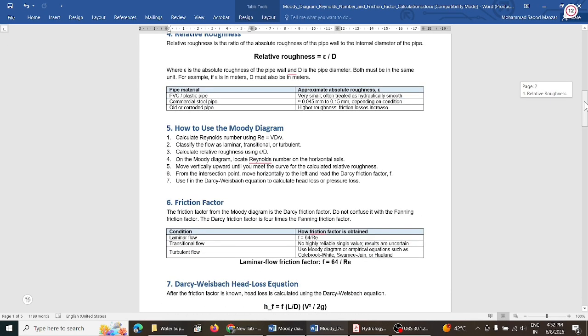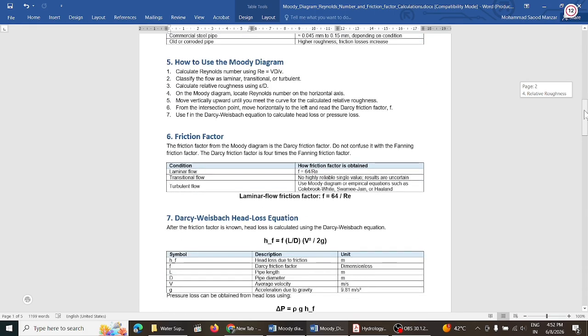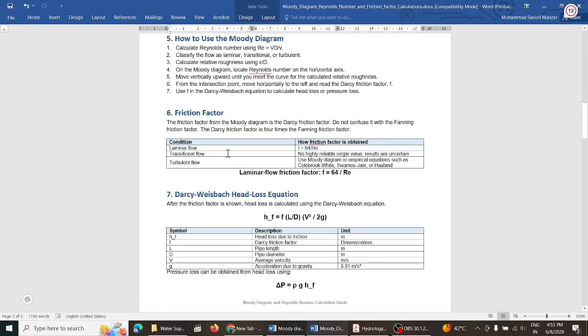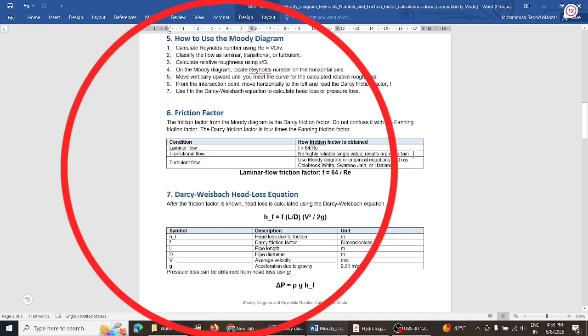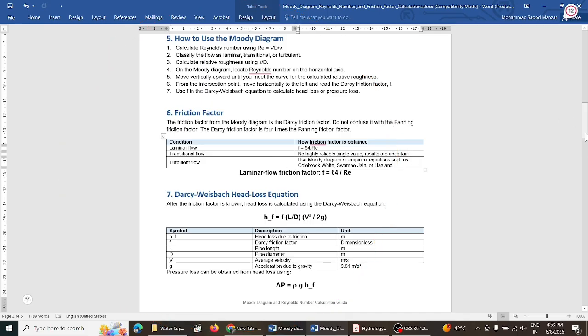Okay, how to use the Moody diagram, I showed you earlier. What we have to see, we have to go to the x-axis first, then go vertically, see the epsilon upon d ratio, and then within the region we will find out the friction factor. Okay, for the laminar flow we will use this equation; transitional, no single value, results are uncertain; turbulent, we will use the Moody diagram or empirical equations. There are a lot of empirical equations like Colebrook, White, Swamee-Jain, or Haaland.